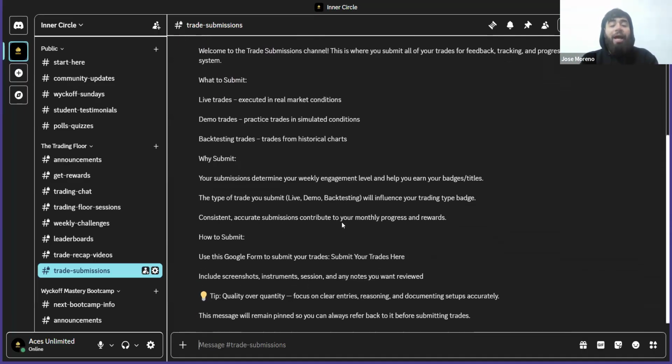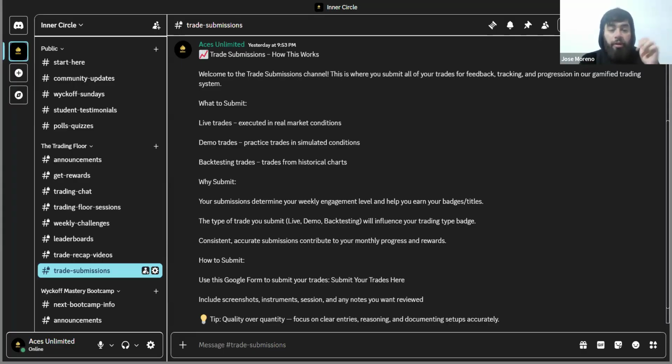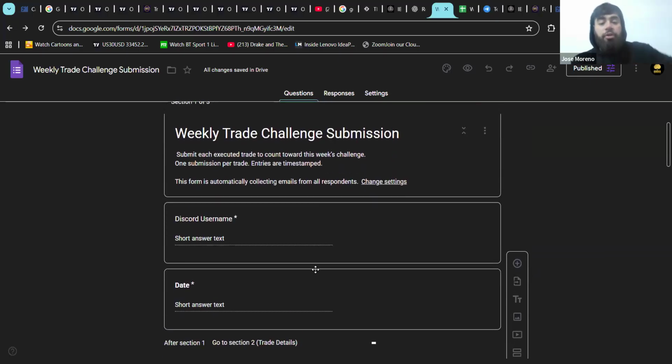We're going to be having a Google form in here where you guys are going to be able to submit your trades. So let me go ahead and pull up the Google form for you guys just to give you an idea. Where's it at? Sorry, guys, I've got so many tabs everywhere because I've just been working. I'm going to delete everything after this. But here it is. So this is your weekly trade challenge submission.